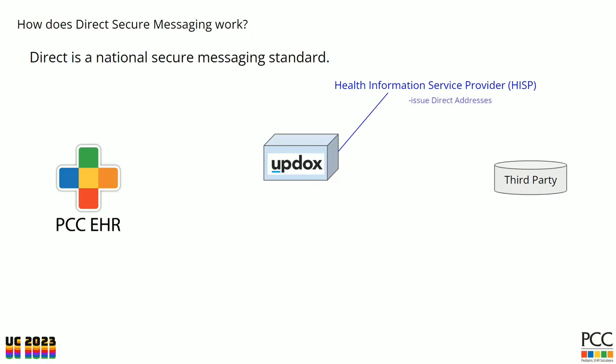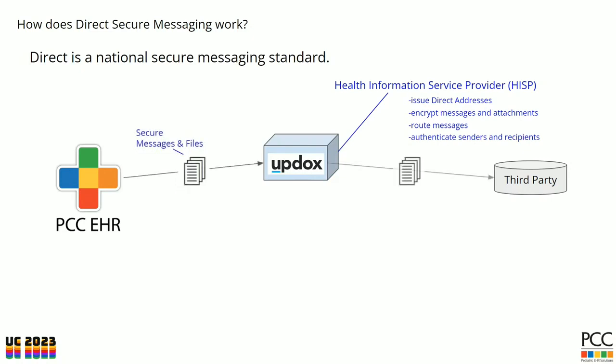HISPs have a lot of responsibilities. They issue direct addresses, which are different than regular email addresses. They encrypt messages and attachments. They route messages where they need to go. And they also authenticate senders and recipients. When two parties want to exchange direct secure messages and they're using the same HISP, the routing is really simple. The secure messages and files just go through the one HISP to the recipient.